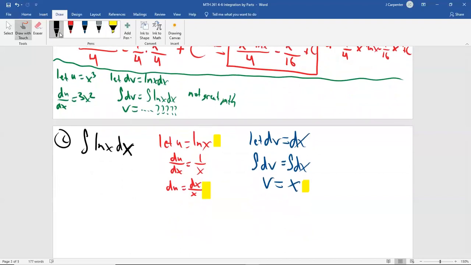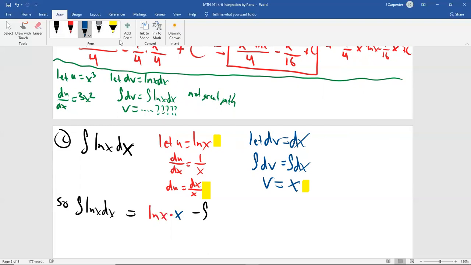So our integral of natural log of x dx becomes, and I'll do my colors perfect this time, the uv, minus the integral of v du. So we have our uv first. The u is the natural log of x times the v is that other x, and again, these will not multiply to make an x squared, minus the integral of v du.